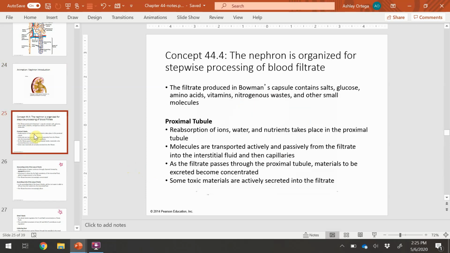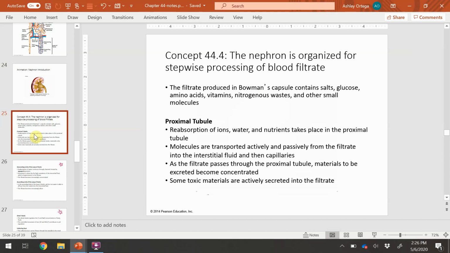Okay, so now we're going to take a look at the nephron and how it's organized for processing this filtrate. So the filtrate is the first part that's produced. This is produced in a structure called the Bowman's capsule. The Bowman's capsule is the tube network that surrounds the capillary structure called the glomerulus. And so from there, it's going to squeeze those fluids out of the circulatory system. Those fluids are going to be salts, glucose, amino acids, vitamins, nitrogenous waste, and other small molecules that will come out of that filtrate.